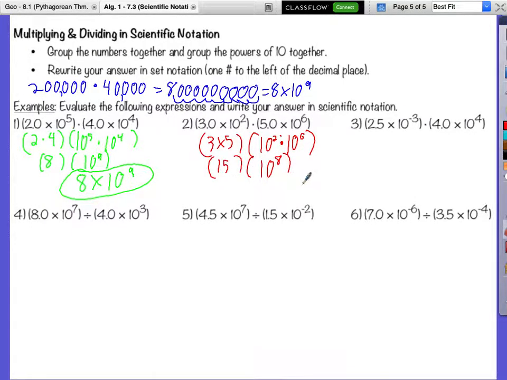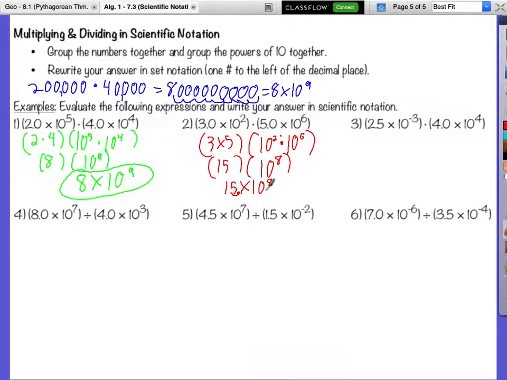We add the exponents. Is it 15 times 10 to the 8th? Is that quite scientific notation yet? No. What do we have to do? We have to make it in between 1 and 10. So what do we have to do from 15 times 10 to the 8th to get this into scientific notation? What do we have to do with this decimal?